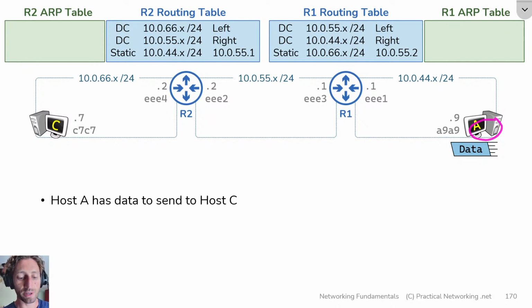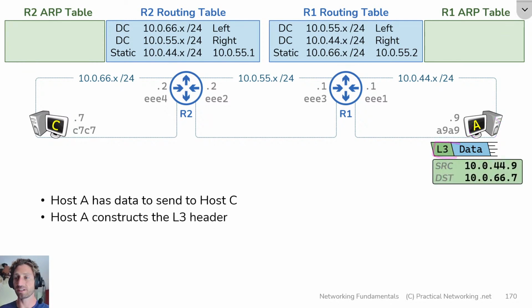Host A is going to start by adding a layer 3 header to that data, which is going to include the source IP address of host A and the destination IP address of host C.